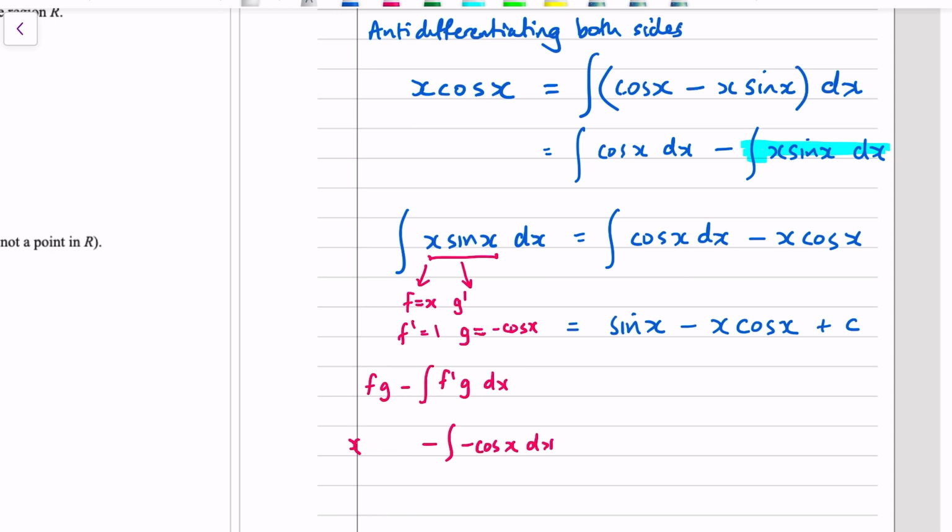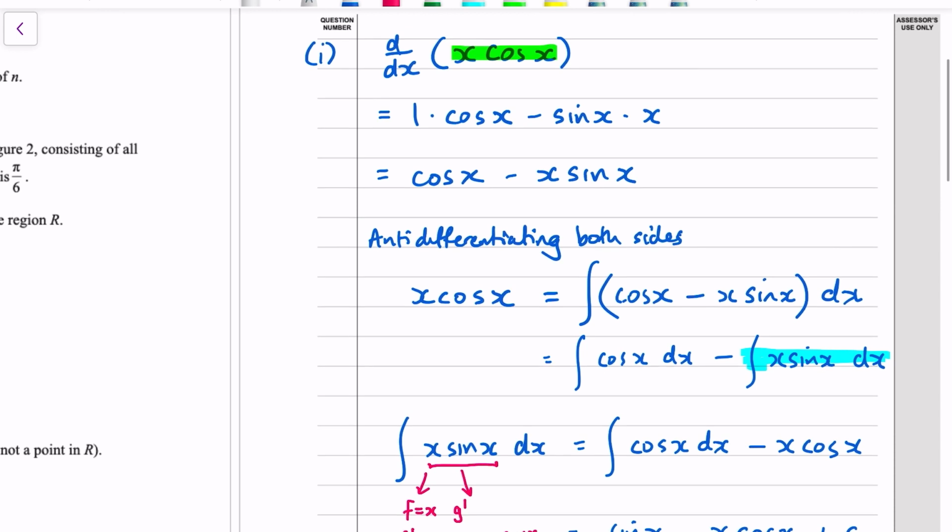F times g. I was going to end up with sine x plus sine x, which is clearly not the answer. F times g is minus x cos x. And then we're anti-diffing cosine, which is sine. Minus x cosine x plus sine x plus c. Hallelujah, we got the same thing. There are other ways to do integration by parts successfully, but we didn't need it for this question because we had a result, the derivative of something related, so we could just work it backwards.